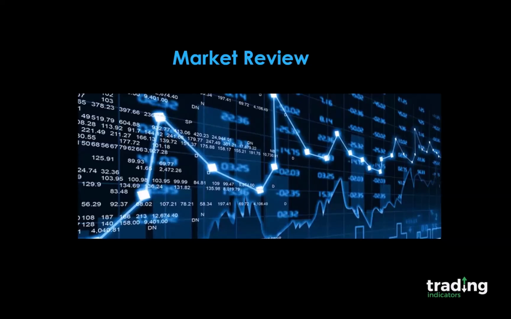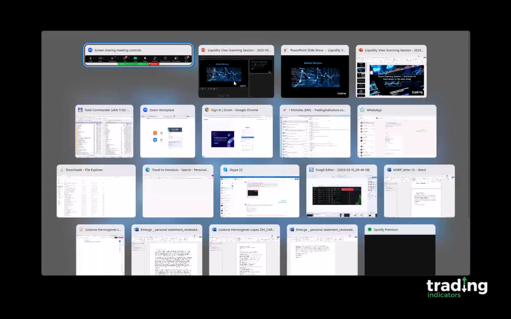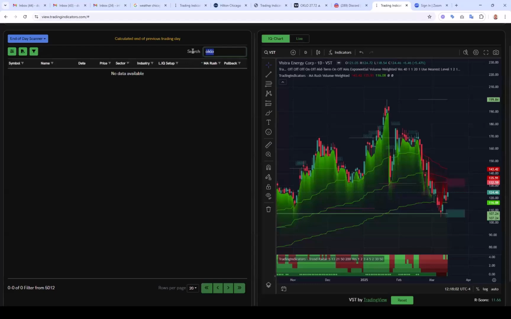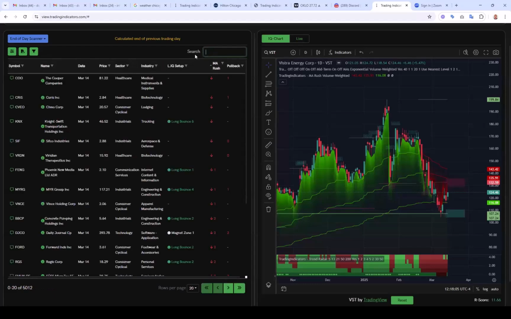And once again, this shows you the power of these key levels that we are able to identify using our liquidity view dashboard. So we're going to get to this in just a bit. So, market reviews. I'm going to switch over to our dashboard if I can find it. There we go. Okay, so that's our dashboard, view.tradingindicators.com. And we're going to start off with the SPY.